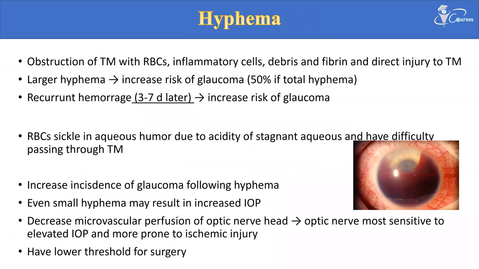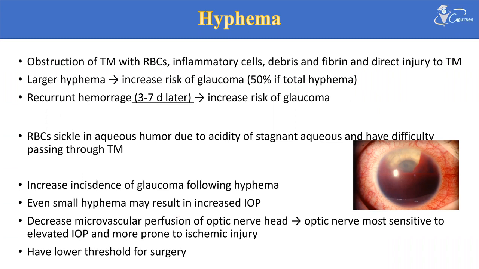Another condition which also happens due to trauma is hyphema. Hyphema is also one of the traumatic glaucomas that may result. It occurs due to blood in the anterior chamber. This blood will result in obstruction of the trabecular meshwork by the RBCs, or inflammation, or debris directly into the trabecular meshwork.